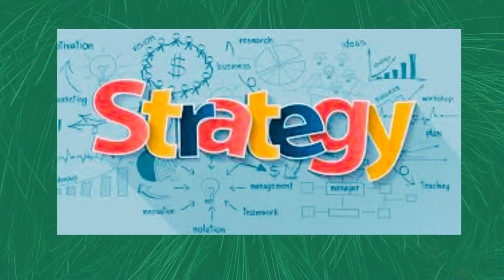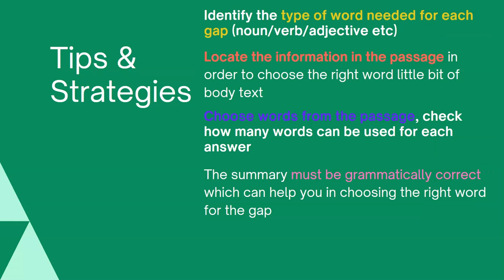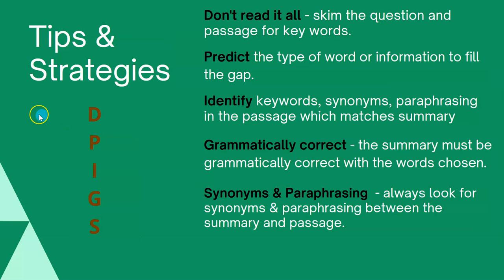What are the strategies for doing this type of question? Here is a summary of all the steps and the processes of doing these question types. However, this can be kind of confusing, so I came up with something different. Here, I've created an acronym, DPIGS. Acronyms are amazing memory tools, and they're very useful for students to remember the process or the steps or procedures for approaching these question types.